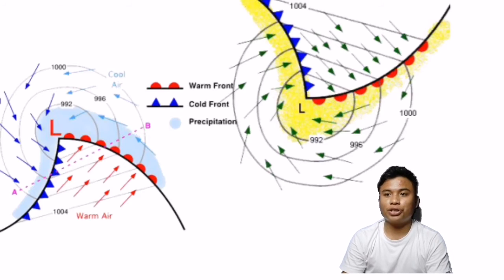The structure of a depression: in the northern hemisphere, winds circulate around the depression in an anti-clockwise direction, and in the southern hemisphere, wind circulates around a depression in a clockwise direction. The life cycle of a depression.